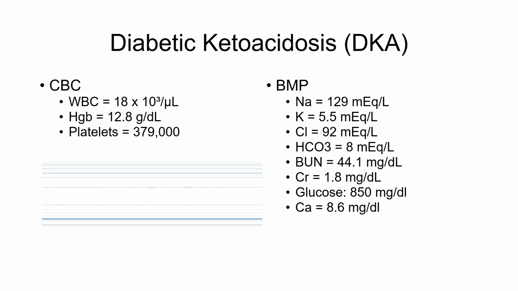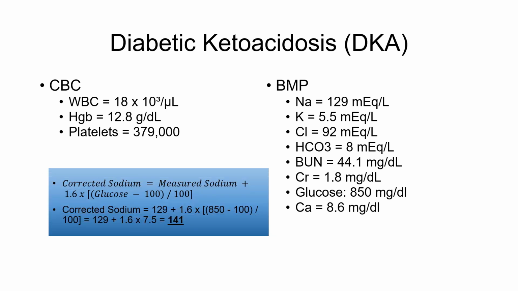But that's expected. I would anticipate a patient having a low sodium, and this is secondary to pseudohyponatremia, secondary to the elevated blood sugar that they have. We can correct this with the math that's listed here, showing that the patient actually has a normal sodium of 141. Our potassium is elevated at 5.5. Again, this is to be expected.